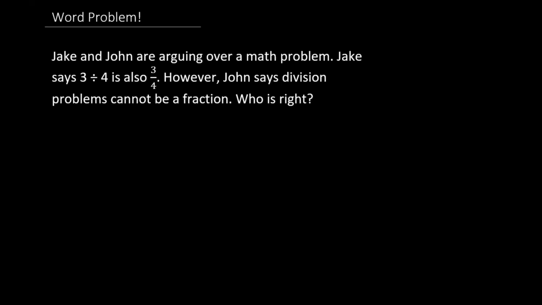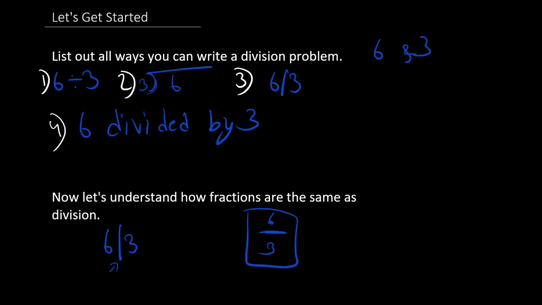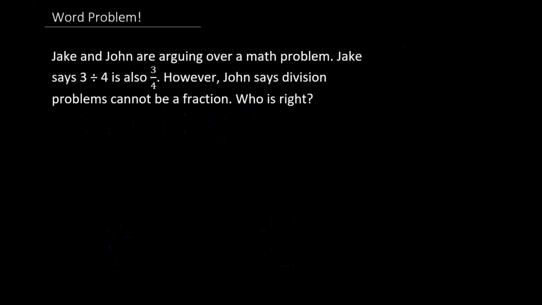So, we've learned in the beginning that fractions are another way to write a division problem, right? So we know that Jake is right because he said that 3 divided by 4 is also 3 over 4. 3 divided by 4 is equal to 3 over 4. It doesn't make any difference. So even if you do 3 by 4, 3 divided by 4 or 3 over 4, it's the same answer. You get the same answer.